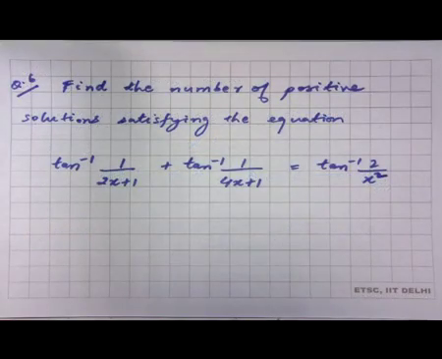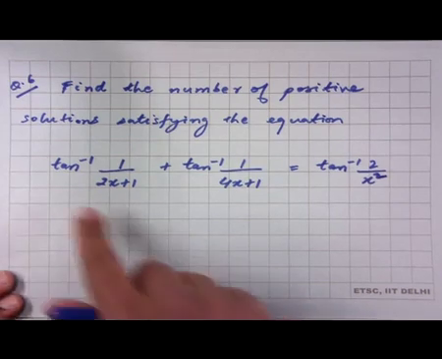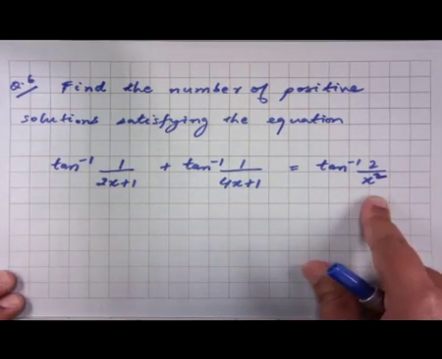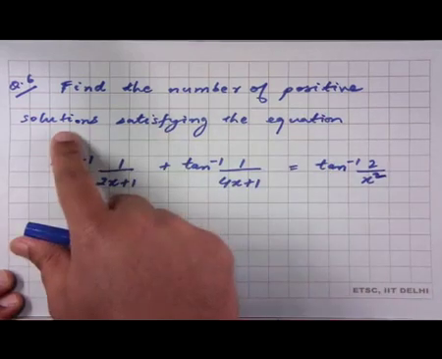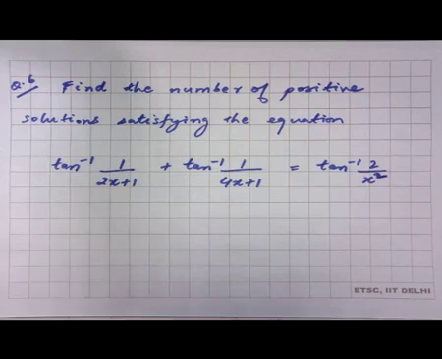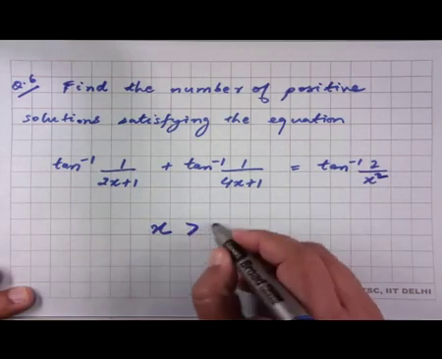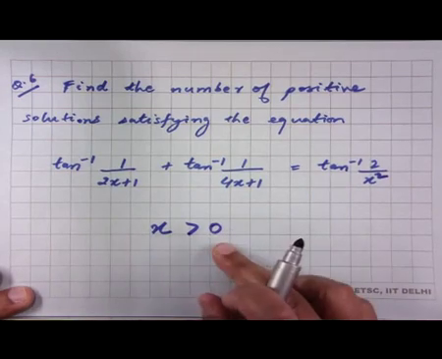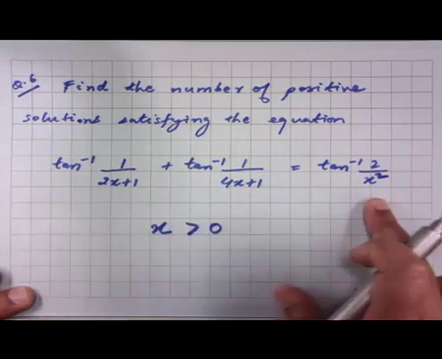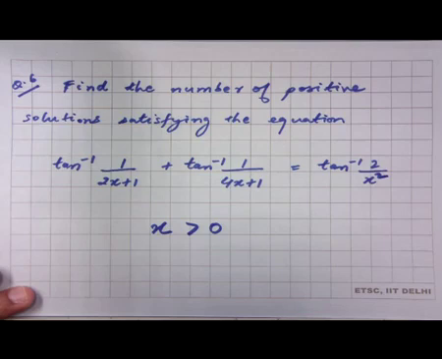So, let us take the next problem. In this problem, we have to find the number of positive solutions which satisfy this following inverse trigonometric equation. By positive solutions, we mean the values of the variable x which are positive, so x greater than 0, which satisfy this inverse trigonometric equation.